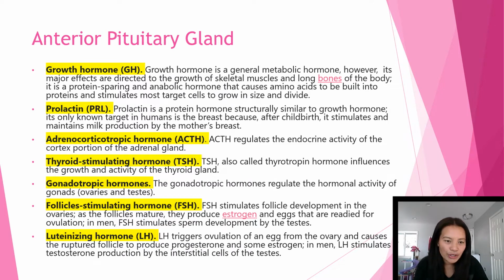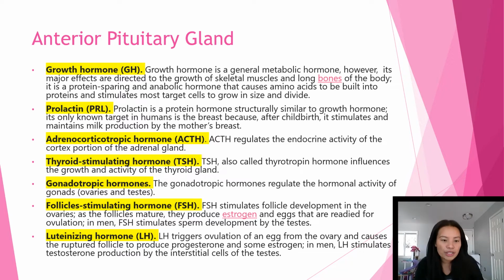The first one we're going to talk about is the growth hormone or GH. Growth hormone is a general metabolic hormone. However, its major effects are directed to the growth of skeletal muscles and long bones of the body. It is a protein-sparing and anabolic hormone that causes amino acids to be built into proteins and stimulates most target cells to grow in size and divide.